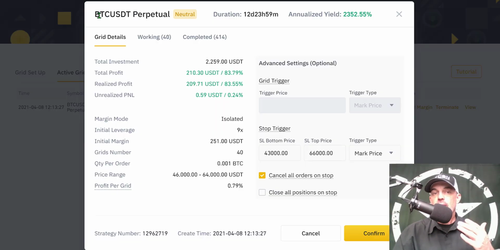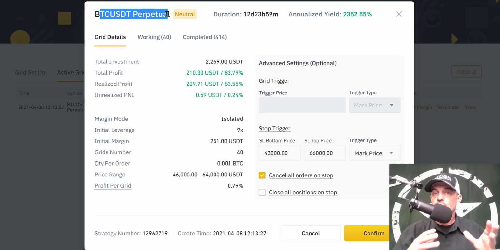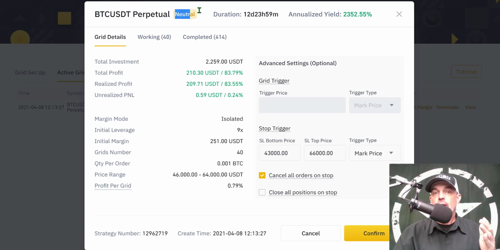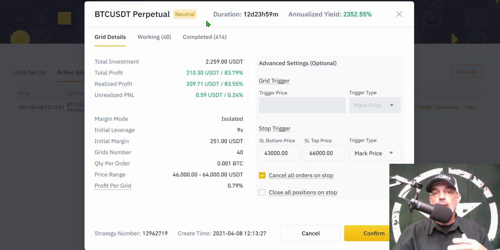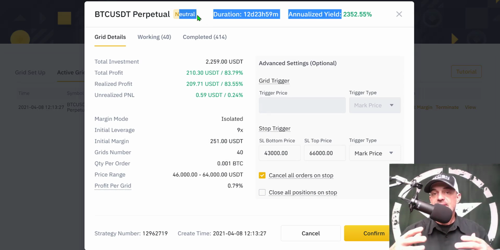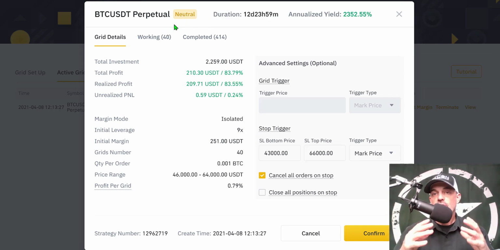All right, so I deployed the bot on BTC USDT perpetual contracts on the Binance Futures Exchange, and the direction of the bot was neutral. You have the choice between neutral, long, or short, and the long bot obviously will only open long positions. The short bot only will short all positions, and the neutral bot, it waits for the price action to dictate what direction the bot will actually go.